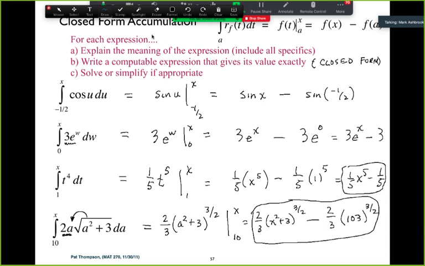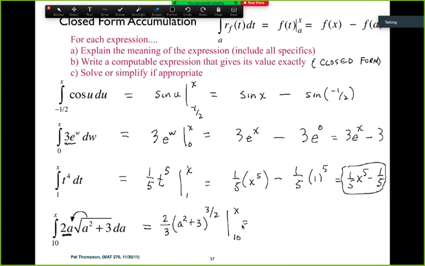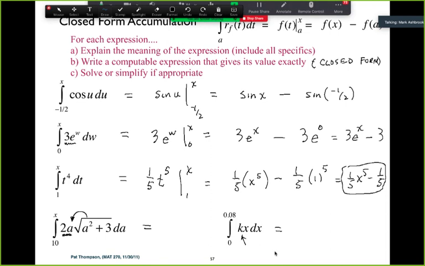Okay, real quick, just one more example here. An easier one. Oh, need to erase some more. Okay, here's one. 0 to 0.8 of kx dx. Look familiar? This was our open form. We were trying to get x, right? We were trying to get x, and we were stuck. Now we can do it.